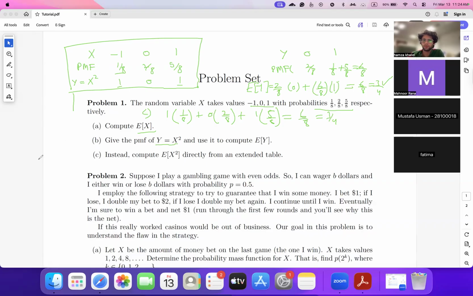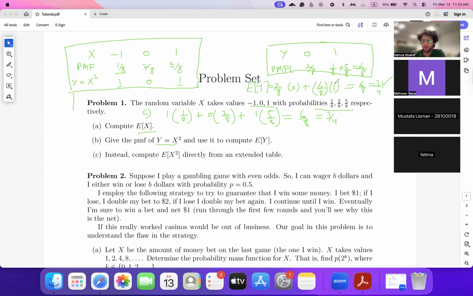Sir, I don't understand how this is different from how we computed it in part B. There also you used a table, only there the values of y were 0 and 1, and here you have minus 1 as well. Yes, so there you used the PMF of y explicitly. Here you used this table. That's it.